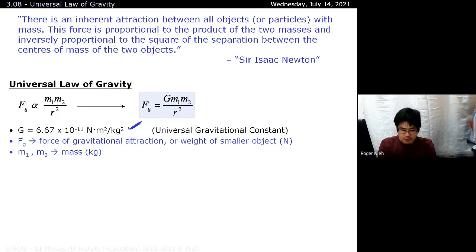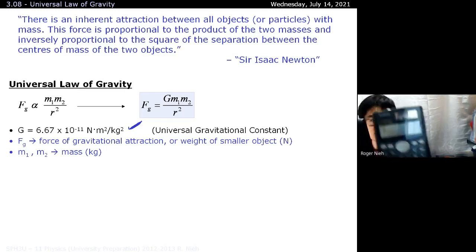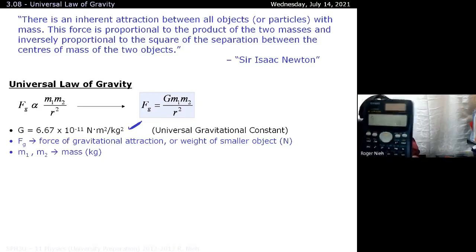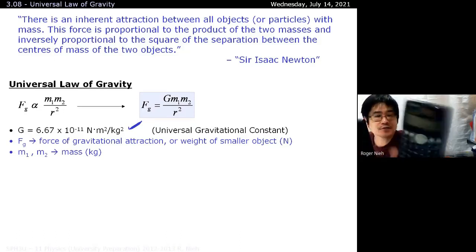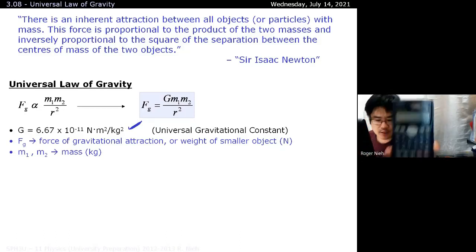Constant 36. Oh, that's not it. 39. Sorry, I looked at the wrong one. Constant 39. And the moment I type in 39, you'll see that there's a big G. What is big G equal to? Once I hit equal, there you go. 6.673 times 10 to the negative 11.